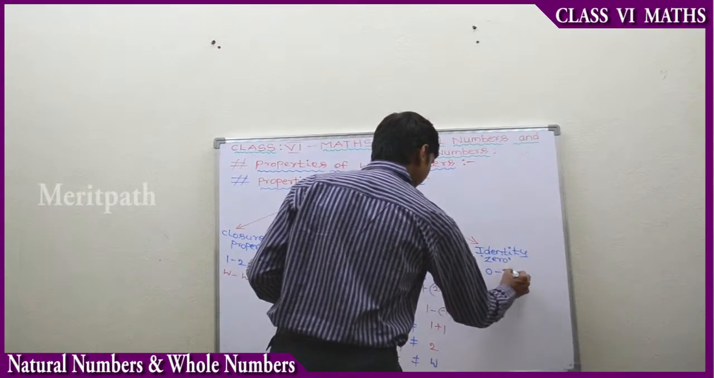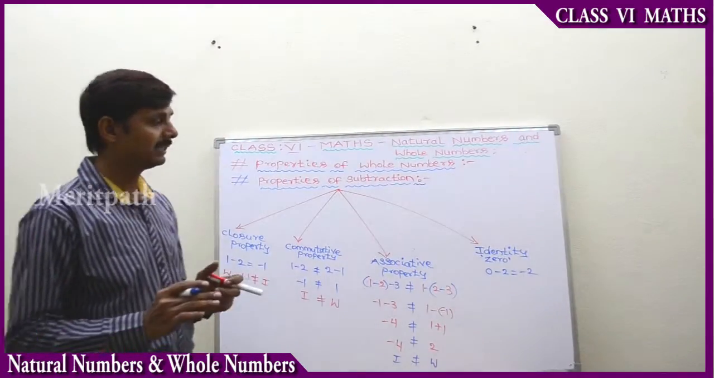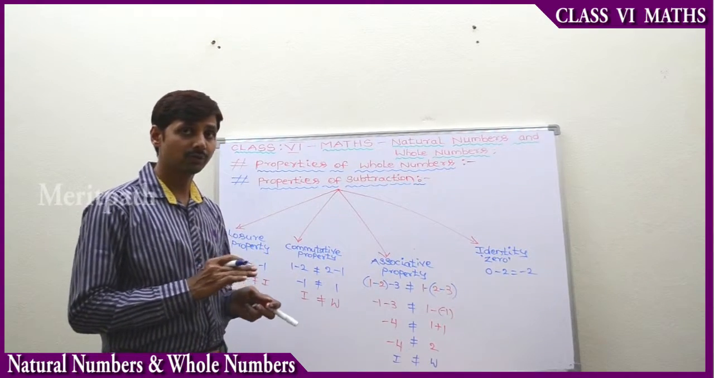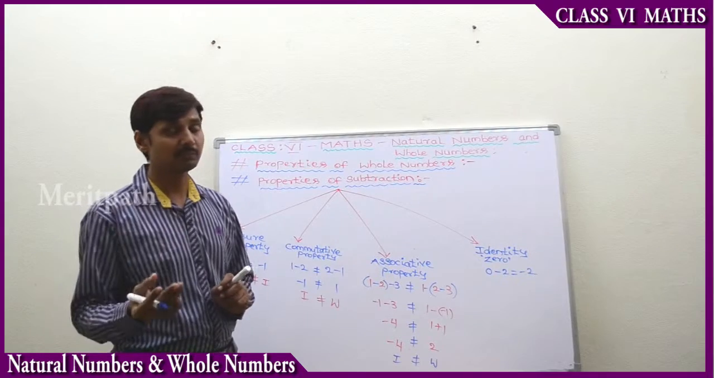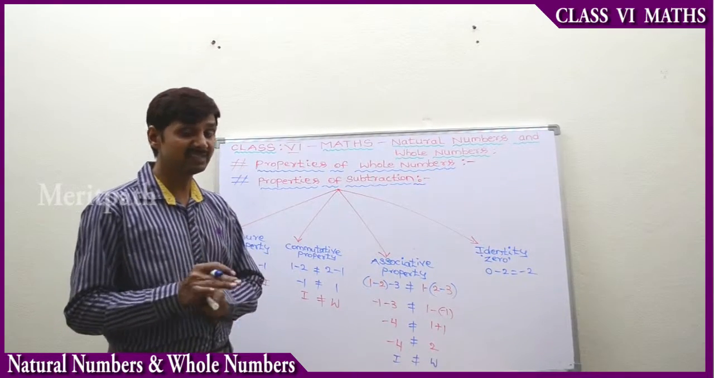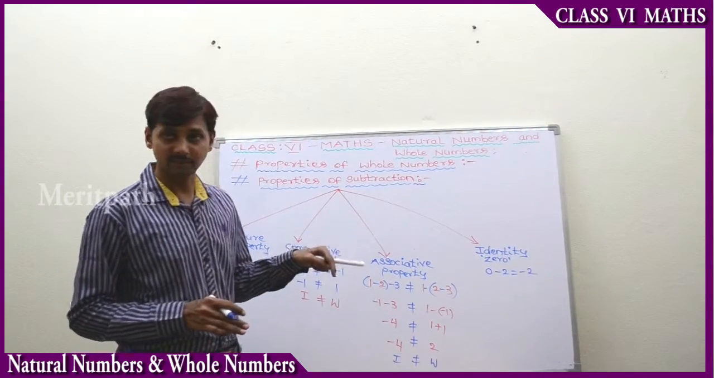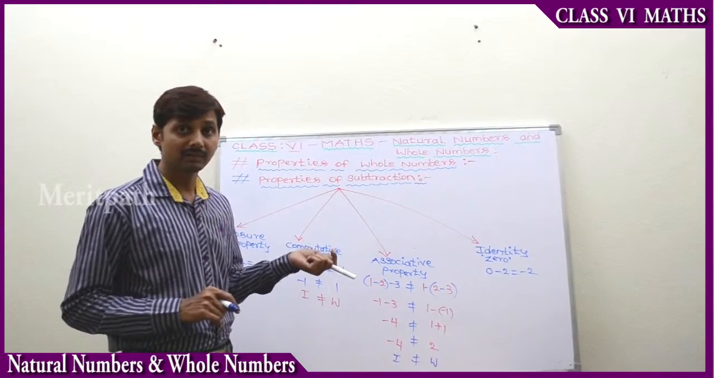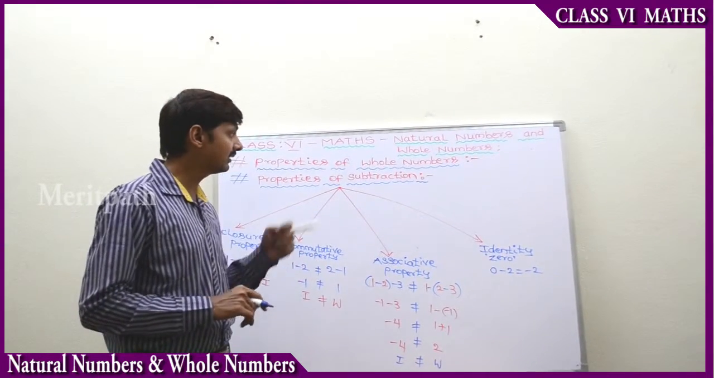0 minus 2 is minus 2. So here we have subtracted 2 from 0. If we take 2 minus 0, we get the positive value, but we need it in all cases, and that's the reason we have taken 0 first. 0 minus 2 is minus 2, it's not possible, that's the reason we don't have an identity for subtraction of whole numbers.